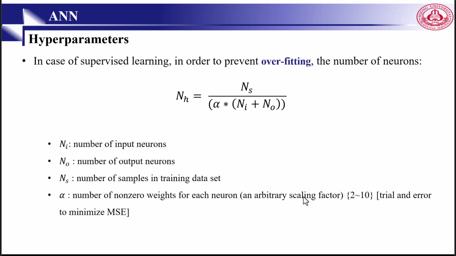For a more complex network, there is no rule to decide the number of hidden layers. It's very simple. We just keep adding layers until the test error does not improve anymore, based on this graph that we have seen here. So in here, you can see, if we consider NH as the number of hidden layers, NS as the number of samples in the training data set, alpha as the number of non-zero weights for each neuron, NI as the number of input neurons, and NO as the number of output neurons, then we can decide the number of hidden layers based on this one.